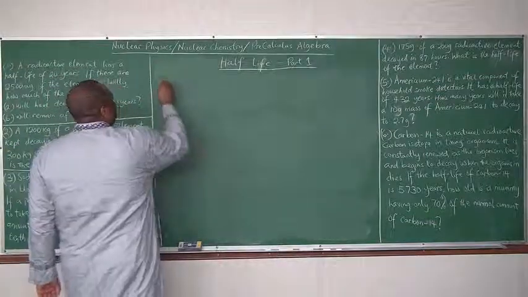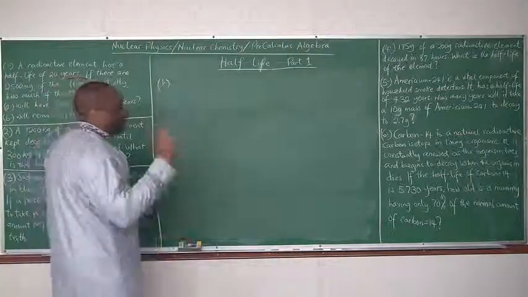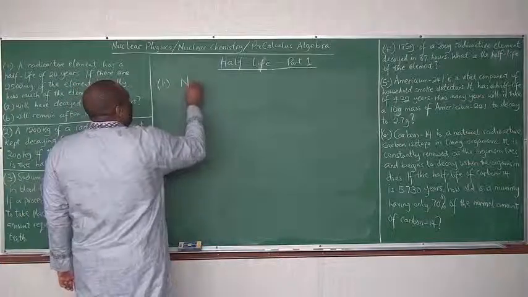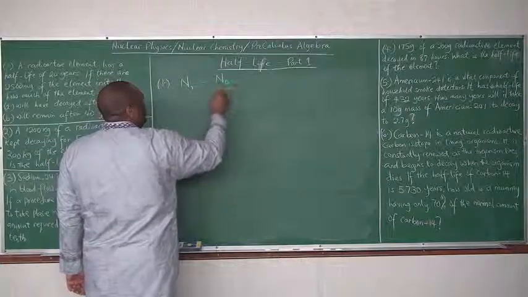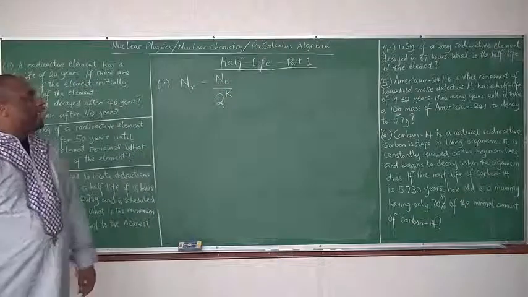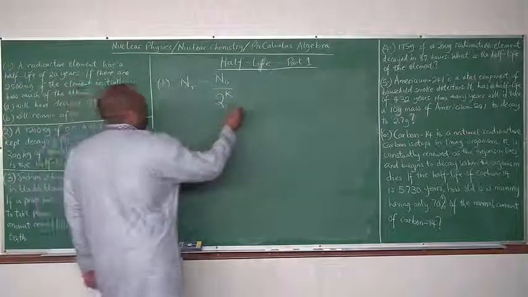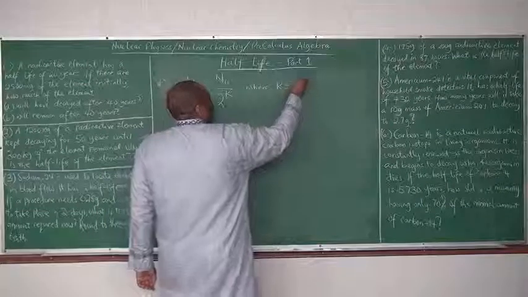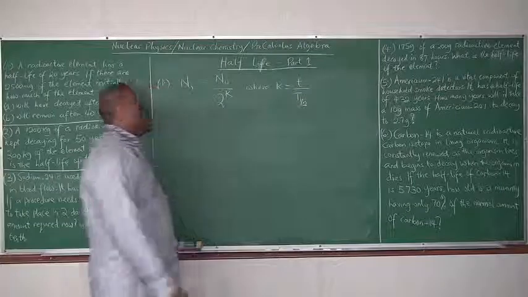We now get to this. We say that the first formula, which I always like, I like this a lot, is that N subscript R is equal to N subscript O over 2 raised to power K, where K is T over T subscript half.